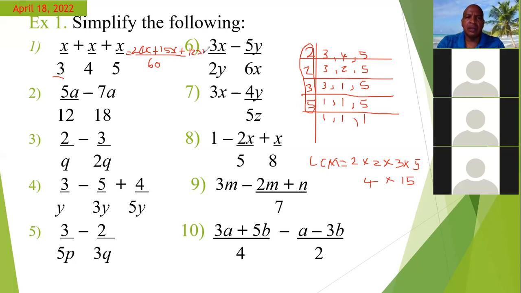And now we can just simply add the numerators and simplify our fraction. And what would we get? 20x plus 15x plus 12x give you 47x. All right. And so that would give you your answer for the first one.